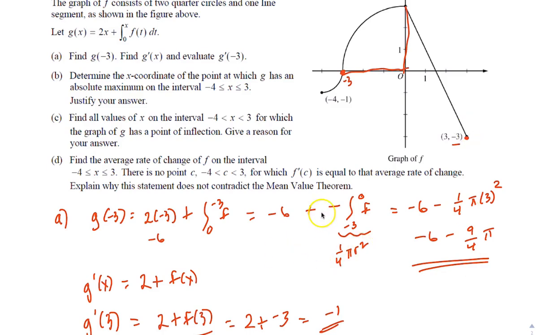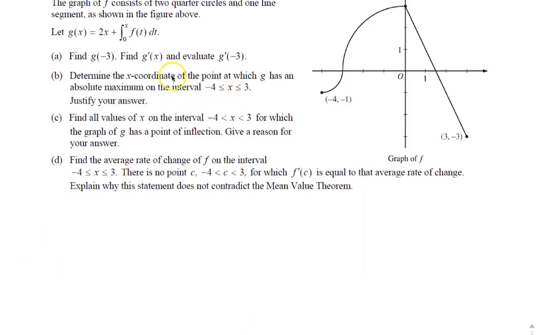Now let's look at B. I'm going to erase all this in a second just so I can do B. Determine the x coordinate of the point at which g has an absolute maximum on the interval negative 4 to 3. Justify your answer. Now this reminder says how do we find absolute max or min of anything. Remember, absolute maximum is a very specific formula. We check the critical points plus the endpoints and plug them into the original function.